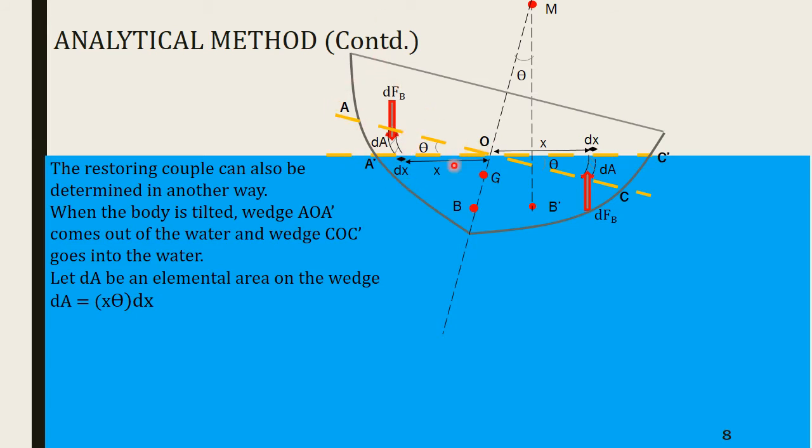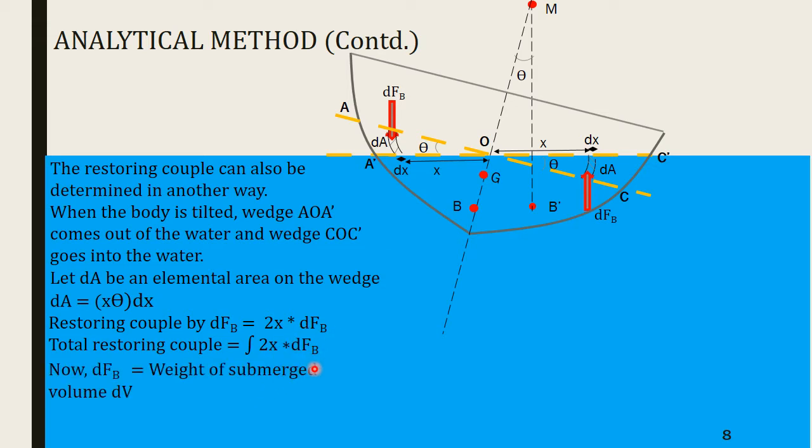So you have two equal and opposite forces dFB acting at a distance from each other, so they will also create a couple. The restoring couple produced by dFB would be dFB into 2x. That is the restoring couple created by the small buoyant force acting on the small elemental area dA. Millions of such dAs act throughout the wedge, so to find the total restoring couple by the wedges, we have to integrate. The total restoring couple would be given by the integral of 2x into dFB.